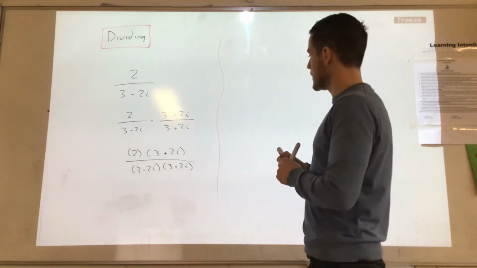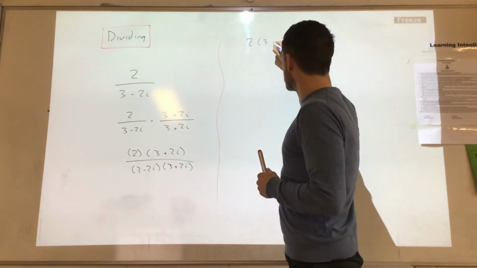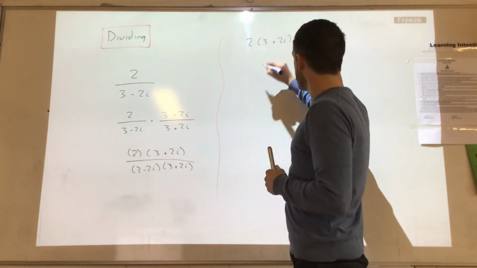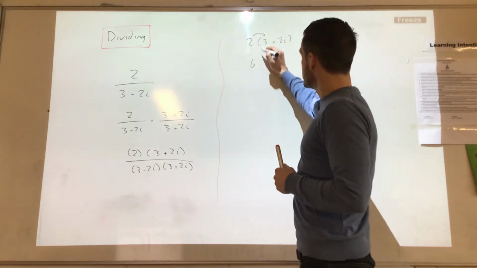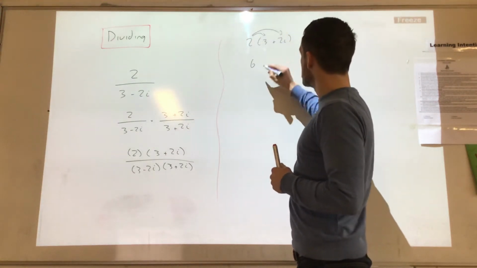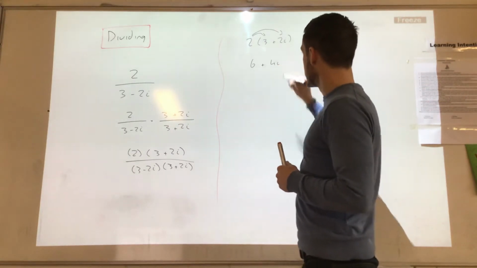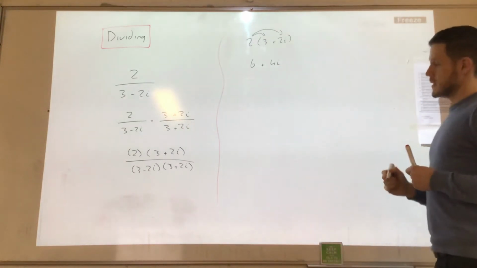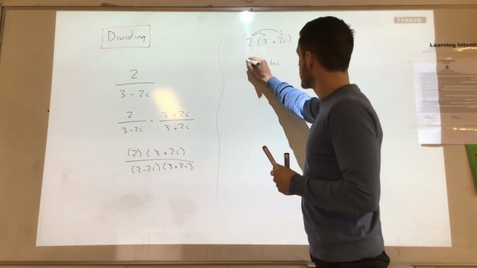So the first one is 2 on 3 plus 2i. Well, I can do 2 times 3 gives me 6. And I can do 2 times 2i gives me 4i. And that's going to replace the top. I'll put that in green there.